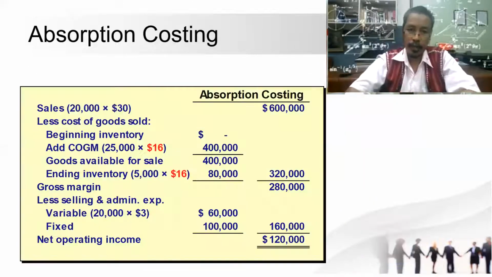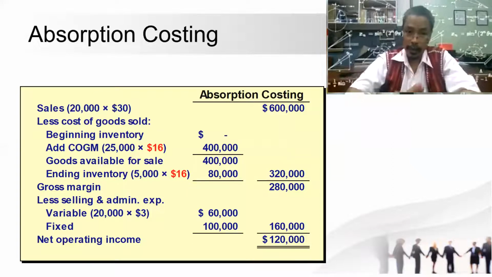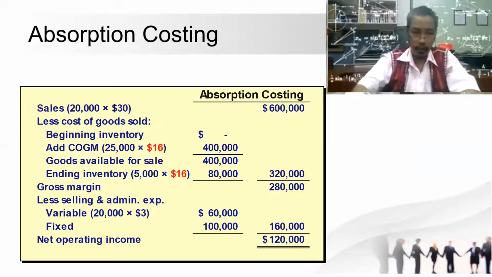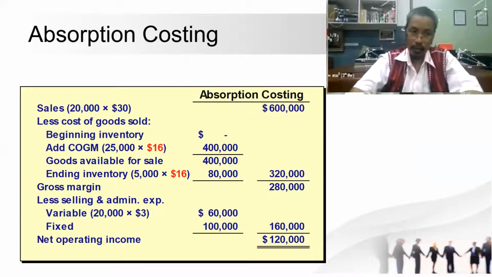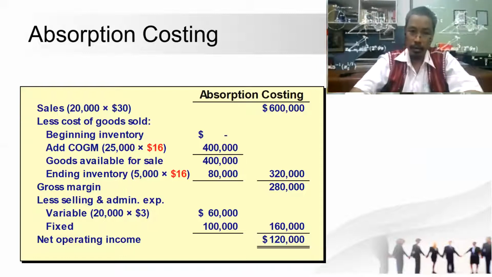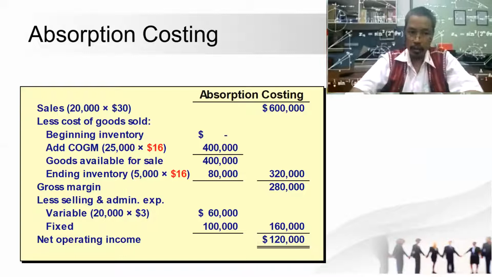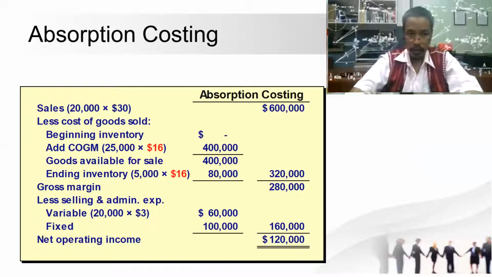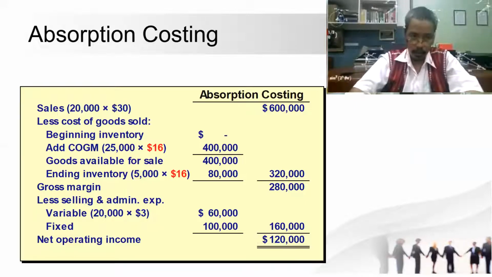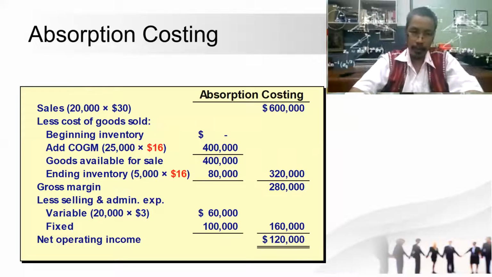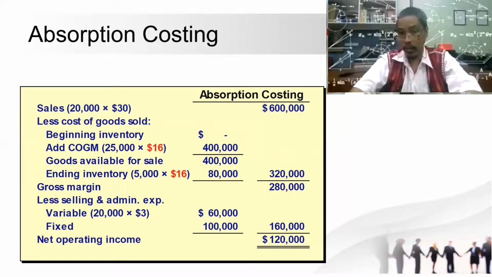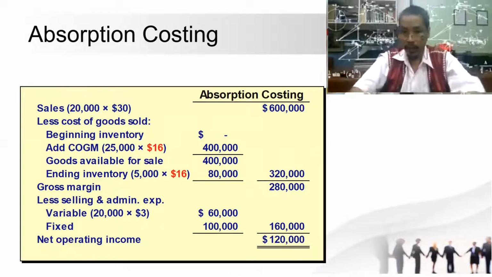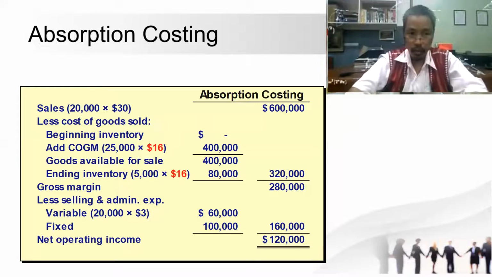So absorption costing. We have the income computation format. Let us start with the sales, for which we were able to sell 20,000 units for $30 each. So 20,000 times 30, that is $600,000. Less cost of goods sold. This is absorption, the one we are using in financial statements, so we are using cost of goods sold.